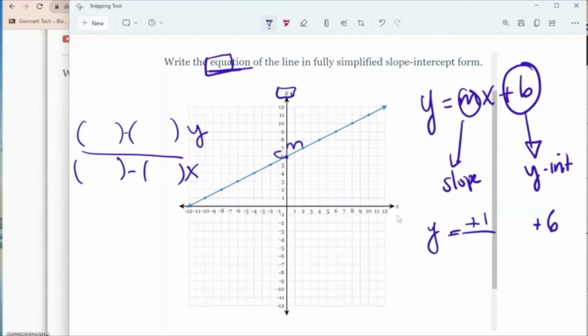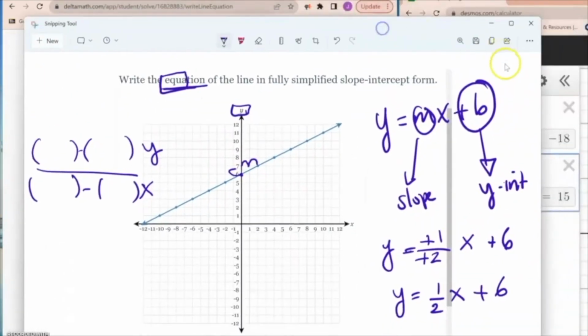If I went to the right, it's positive. So that's positive 2. Then you simplify this. You put this in the calculator and let it simplify it for you. All right, once it simplifies it for you, it's 1/2 x plus 6, and I just wrote my equation. So basically, find your y-intercept, find your slope, put it in the equation. I am going to put this in Desmos so I can show you how to do that.